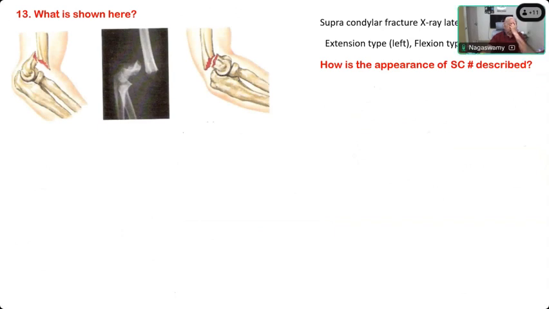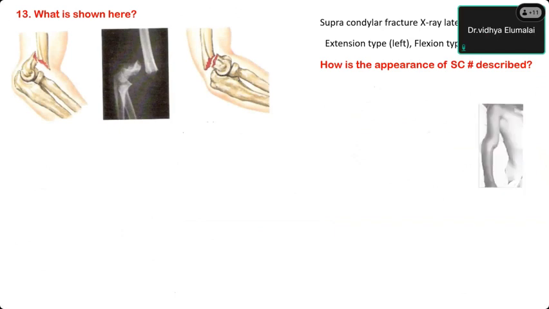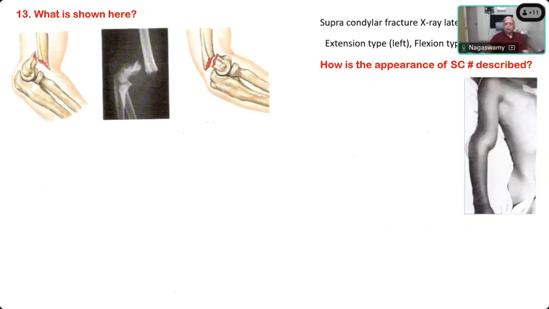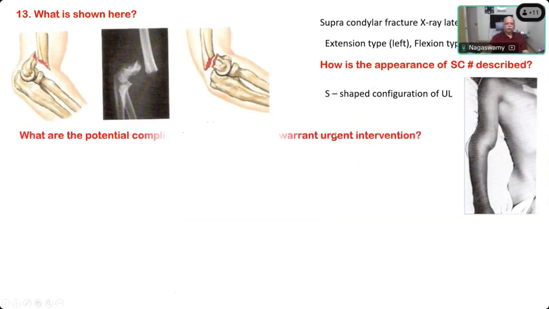Gunstock deformity. This is how it looks. Can you tell me now what is the shape? Which alphabet does it remind you of? Yes, S. It is called an S-shaped configuration of the upper limb. Starting from here, if you write, it looks like an S, isn't it? So it's called S-shaped deformity.